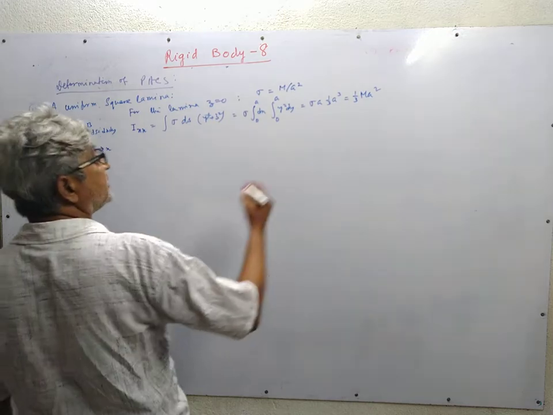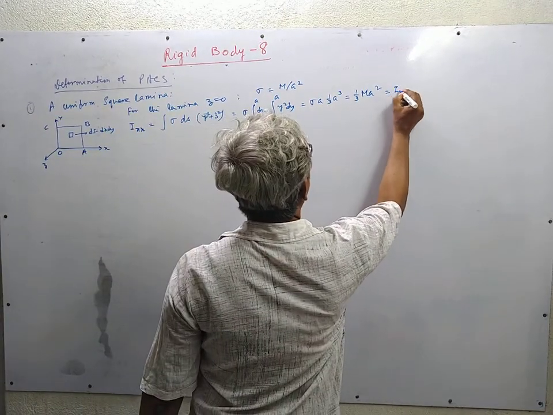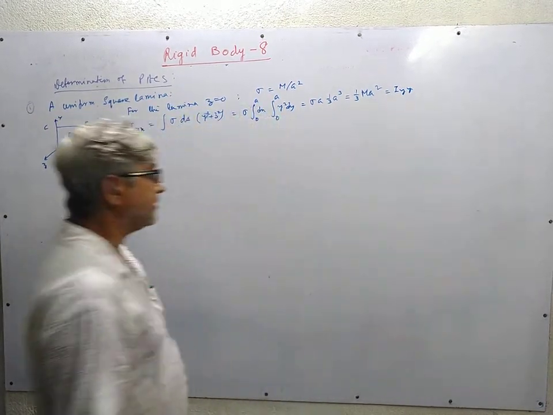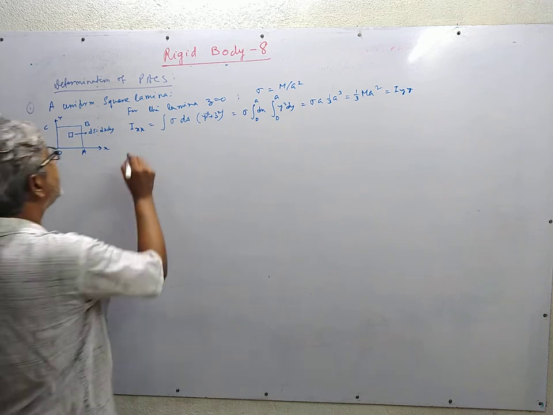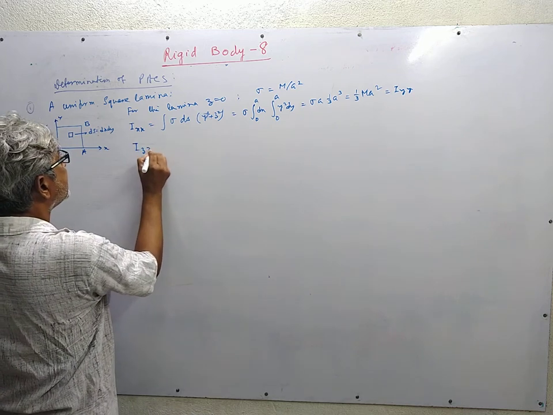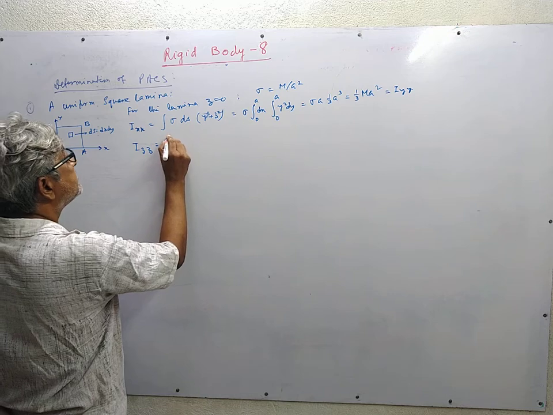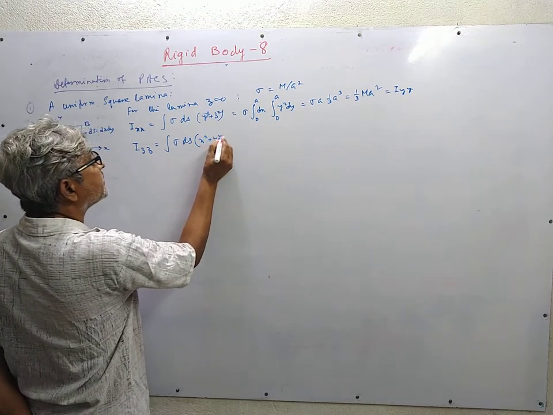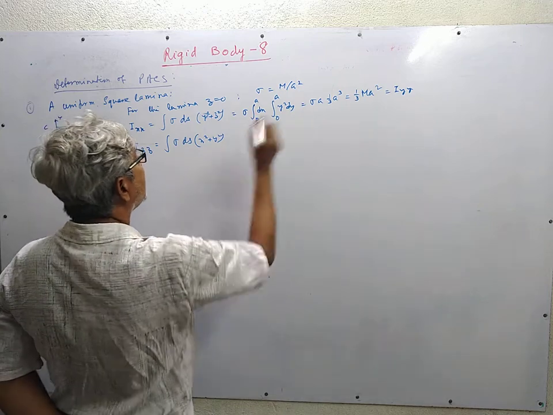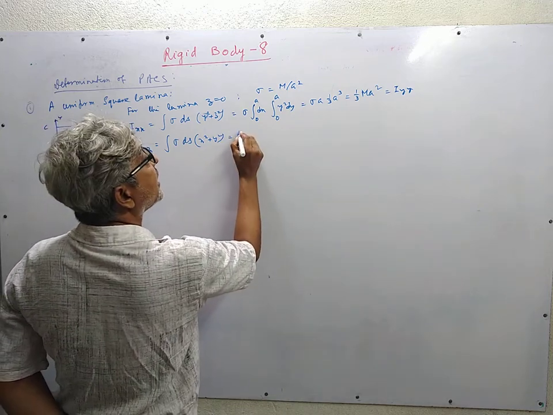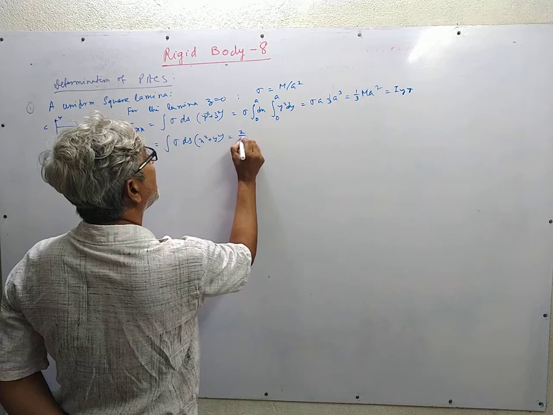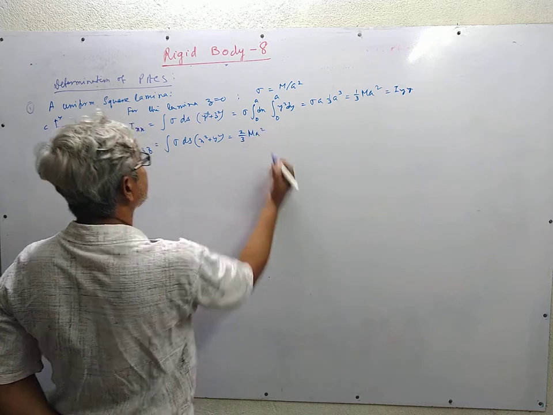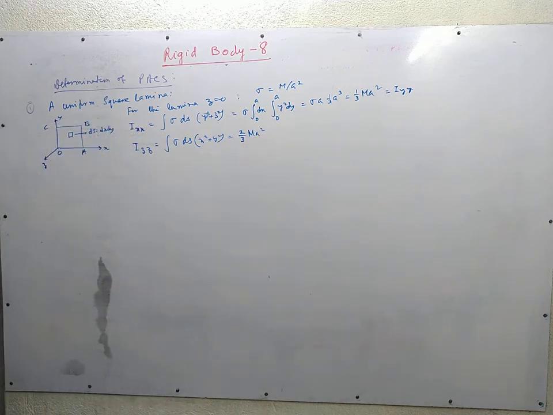By symmetry, this is also the value of Iyy, and Izz can be calculated as sigma ds, x square plus y square. If we calculate it like this, we will have 2/3 m a square. Alternatively, we can use the perpendicular axis theorem to get this.